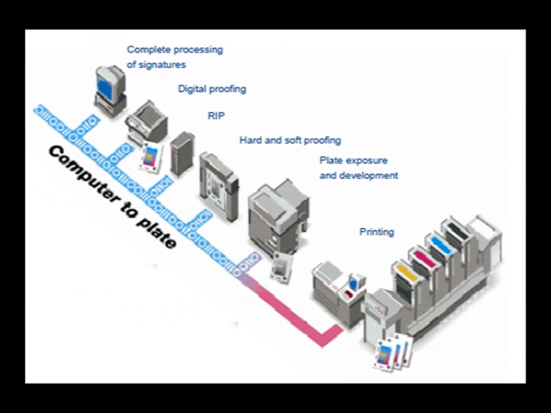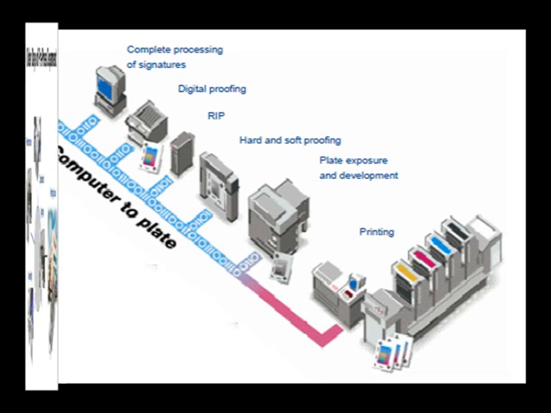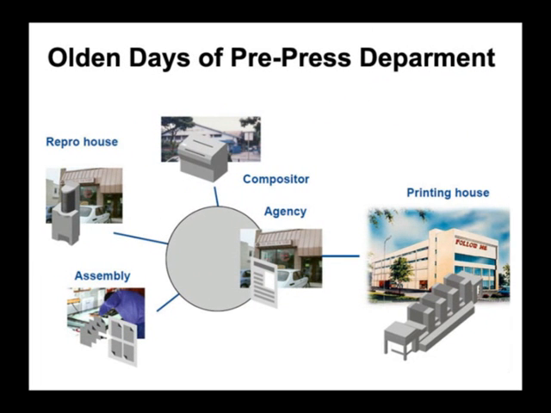Yet another workflow of the prepress department is computer to plate. This is one of the fastest processes and is utilized extensively. The stages are shown in the diagram. In early days, the prepress works were distributed, that is, each department would function separately and produce files from outside. The press agency will collect the material and send it to the printing house.